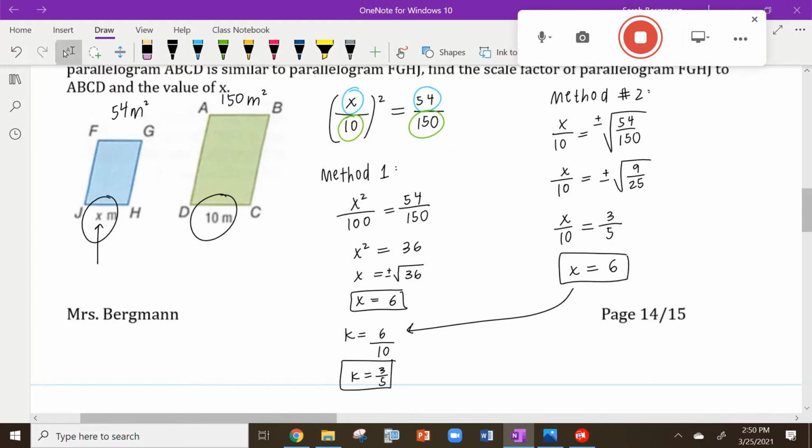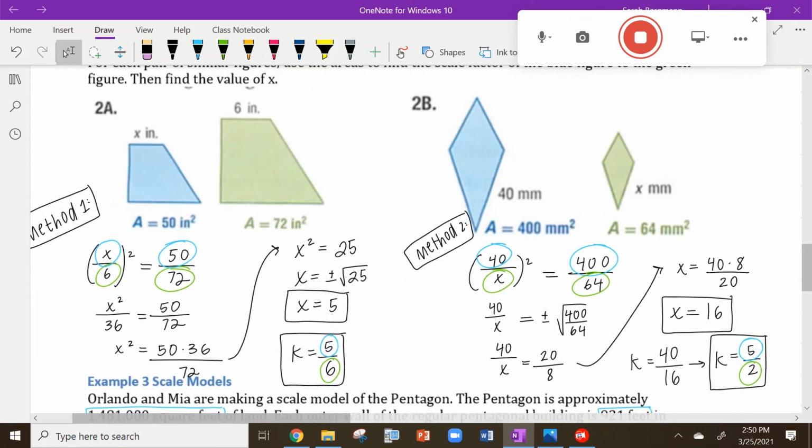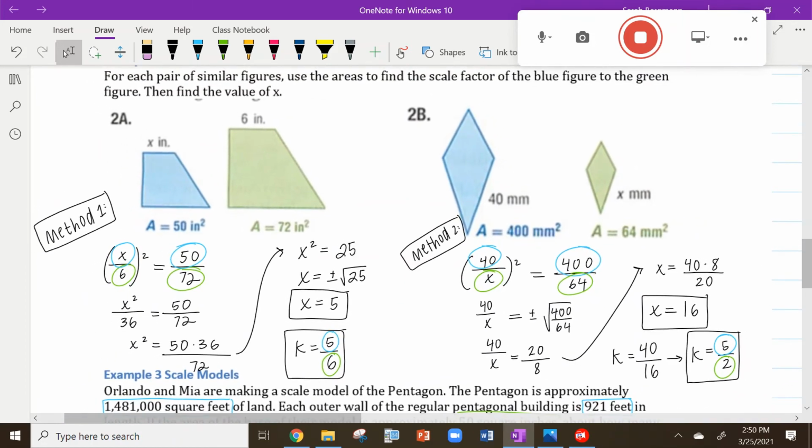Try the practice problem below. You can use either method you want. Here are the correct answers. For the first one, I chose to use method 1. The second one, I chose to use method 2. It doesn't matter how you do it, as long as you get the correct answers.